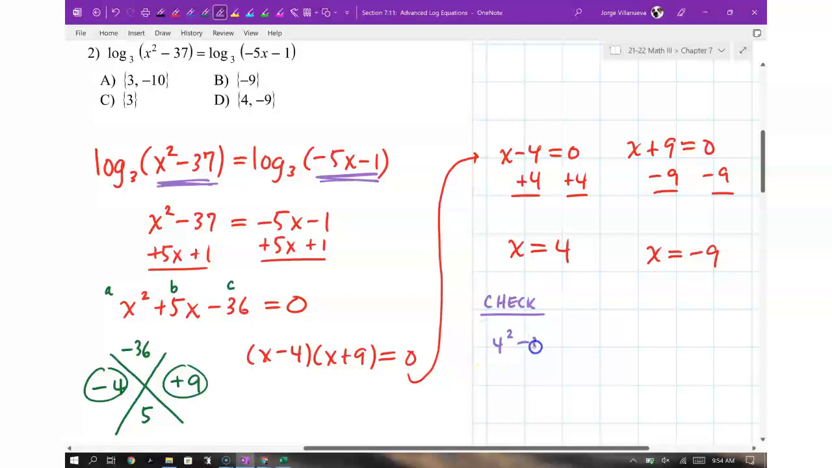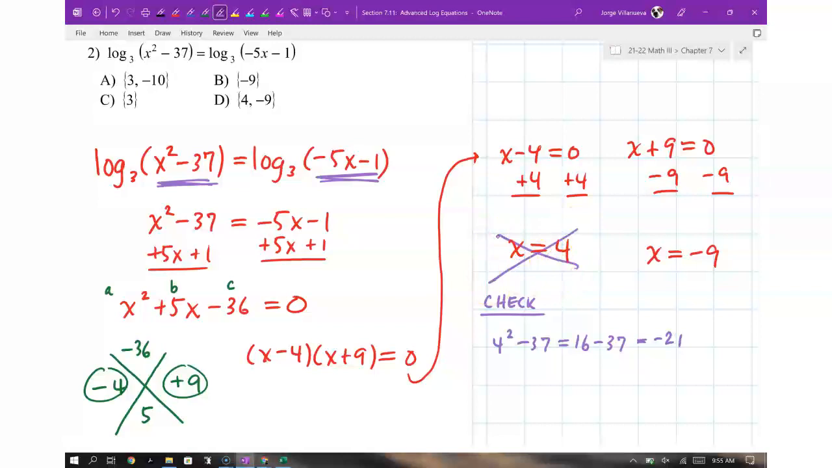So 4 squared minus 37 will be one of them. Okay, that is 16 minus 37. That's a negative 21. Can I have a negative number as my result for my check step? No. So that means this is not a good answer. My check step has to be positive for both. It already failed for one. I don't have to check the other one. So if I did check it for negative 5x minus 1, it still would be negative 21. But still negative. Let's try the negative 9.